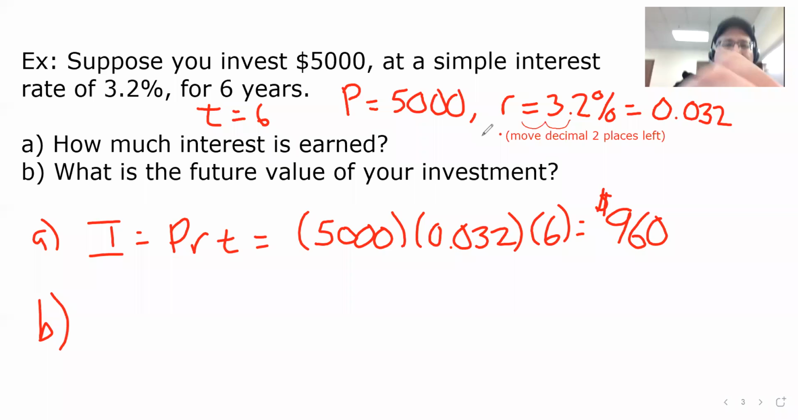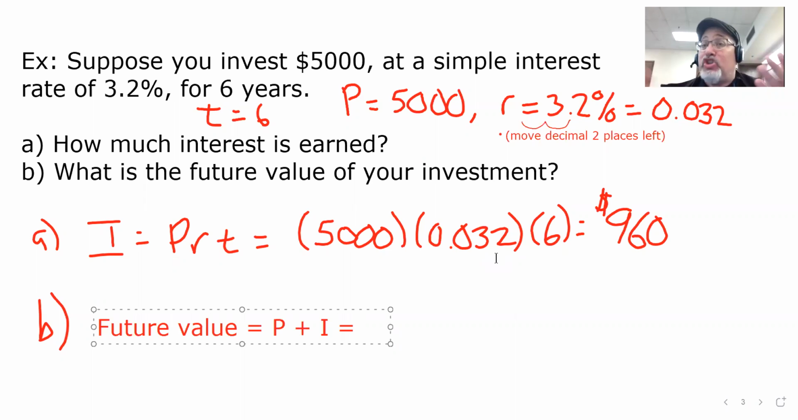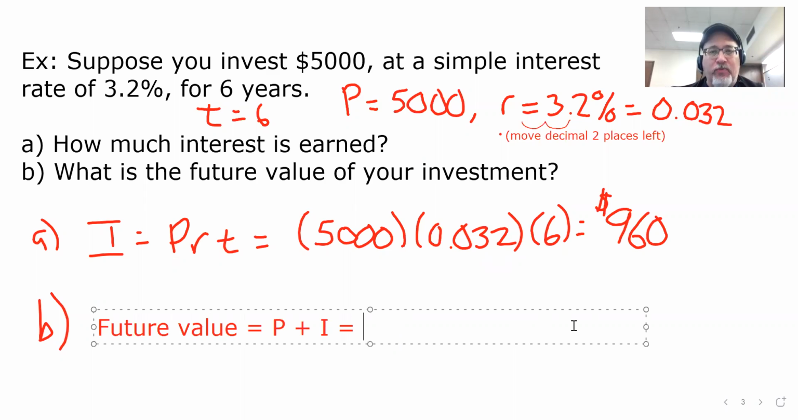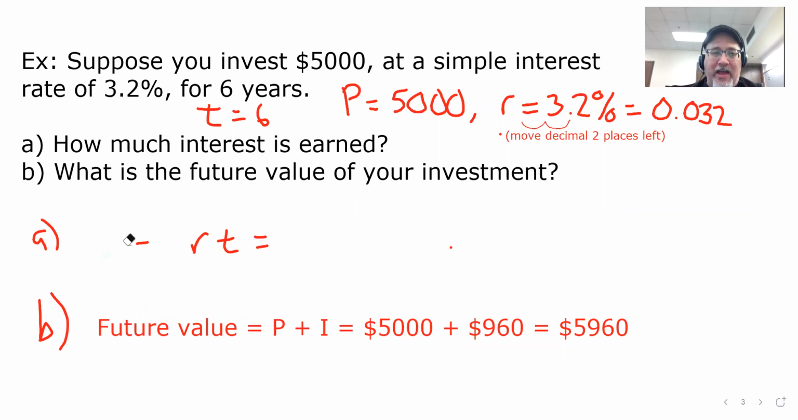Now, we didn't talk about what future value is yet, so let's have that short discussion right now. Future value is just your principal plus your interest. In other words, how much do you have in the future? Hence the name future value. Well, our principal was $5,000. And we made an extra $960. So our value in the future is $5,960. The concept of future value is actually pretty easy. It's just what is the value that you have in the future.